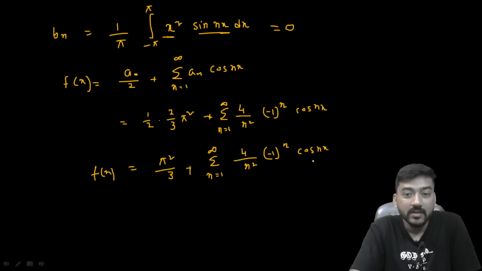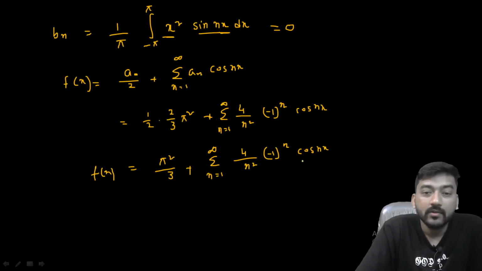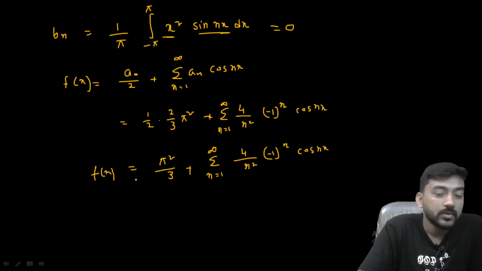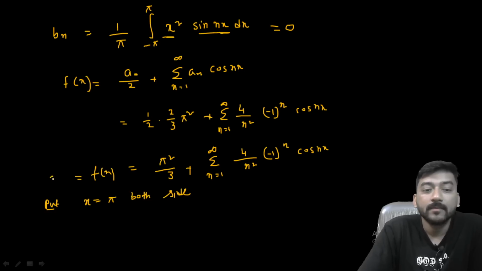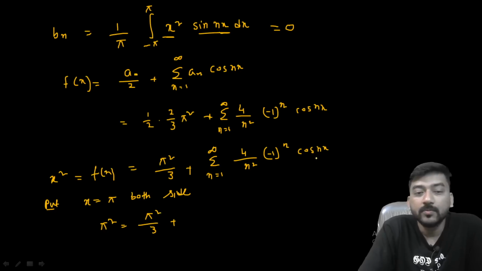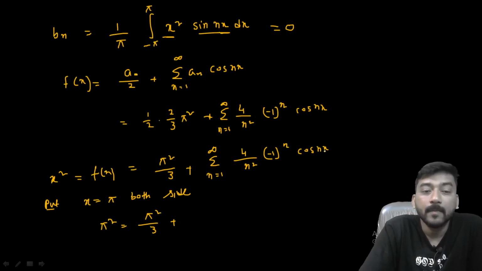So, to find the summation of 1 upon n square, let me put x equal to pi on both sides. This f of x is nothing but x square, so the left side will be pi square, and the right side will be pi square upon 3 plus, since we put x equal to pi here also, it will be cos n pi.